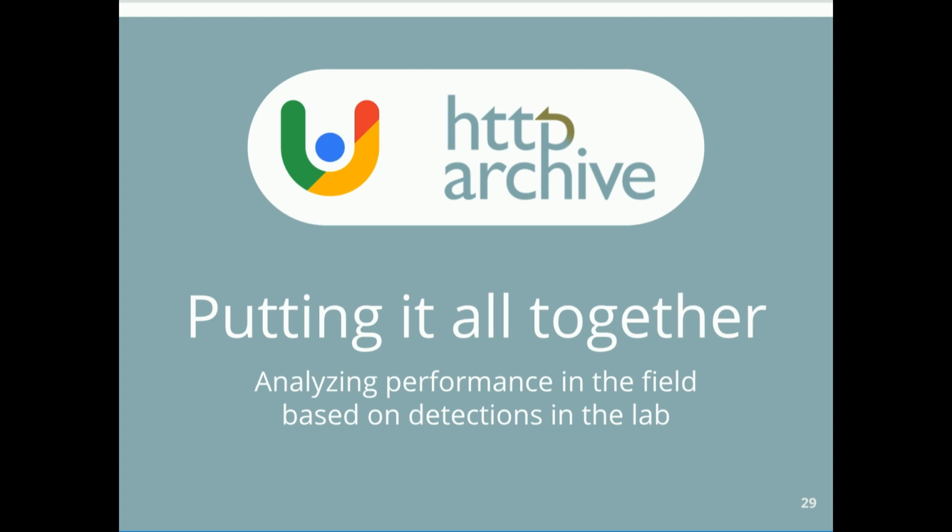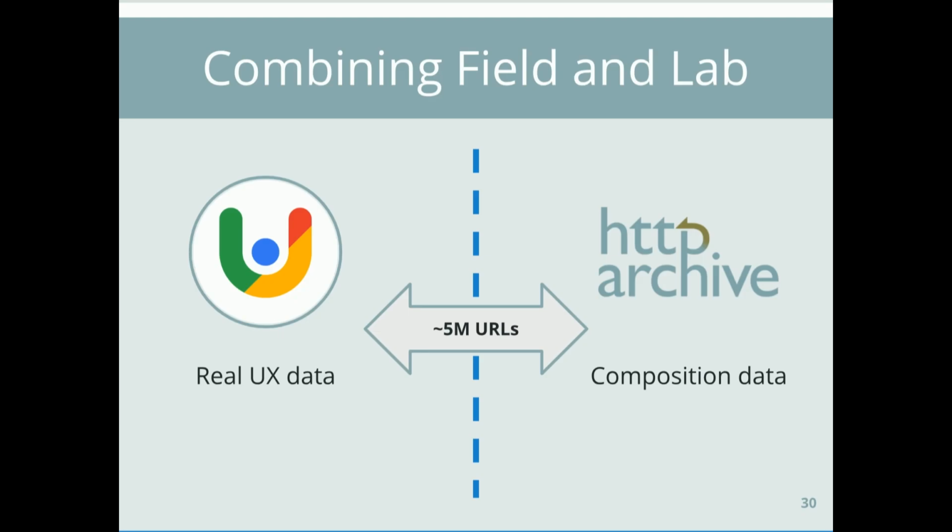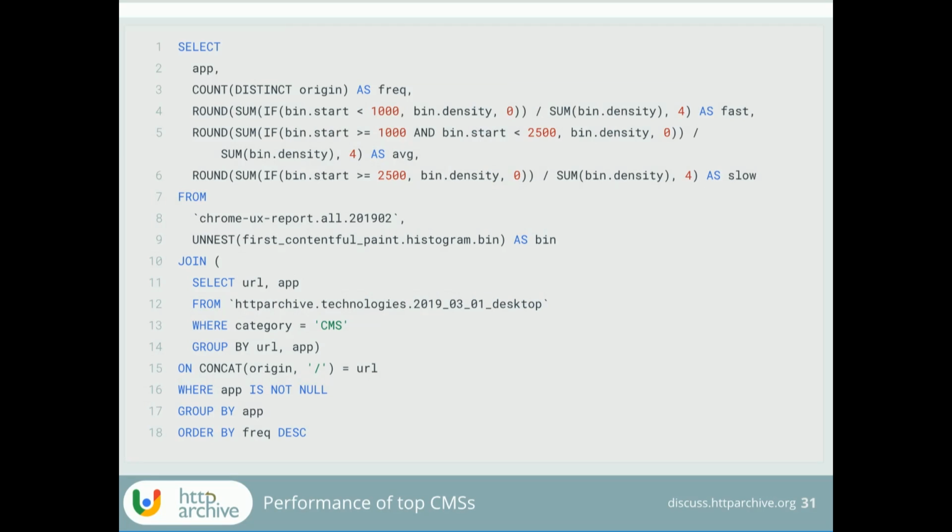So let's put this all together and learn about the performance of the web. To do this, we're going to combine CrUX with HTTP Archive using the fact that they have these 5 million URLs in common. We'll have to join it not in the cleanest way because CrUX has origin-level aggregation while HTTP Archive is URL. It's looking at the home page. So we'll join it just by doing a little string concatenation. You can see that on line 15.